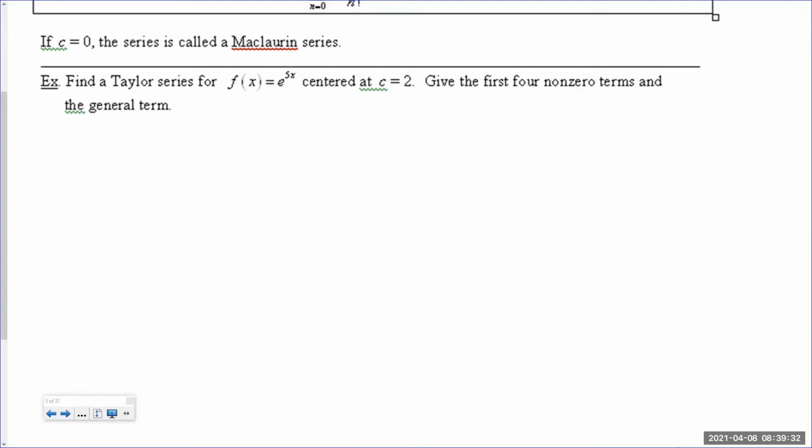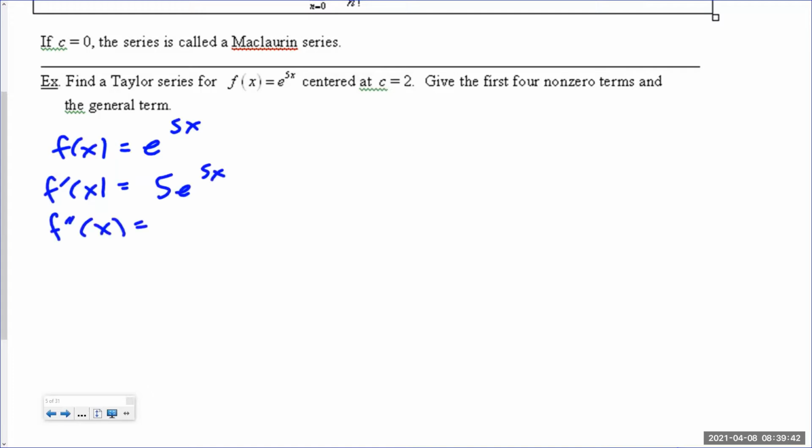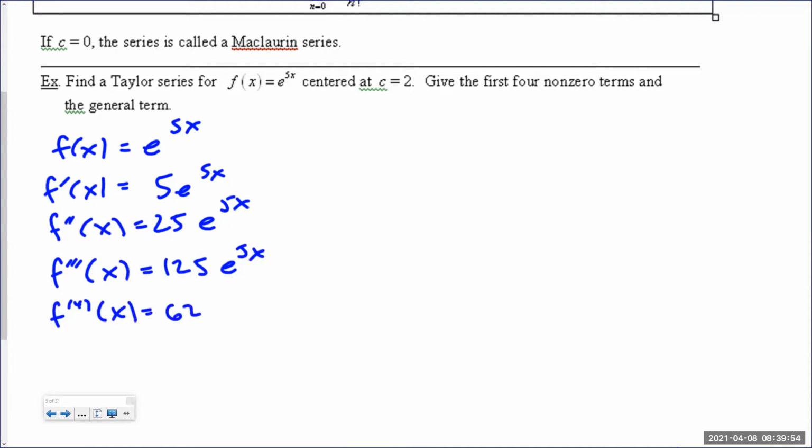So what we have to do is say f of x is equal to e to the 5x. The derivative of that is equal to 5e to the 5x. The derivative of that is equal to 25e to the 5x. The derivative of that is equal to 125e to the 5x. And the derivative of that is equal to 625e to the 5x. And I could go more just in case, because it says I need non-zero terms. So if any of these become zero, I'm going to have to go more terms, but I'm just going to stop there because I know that's all I need.